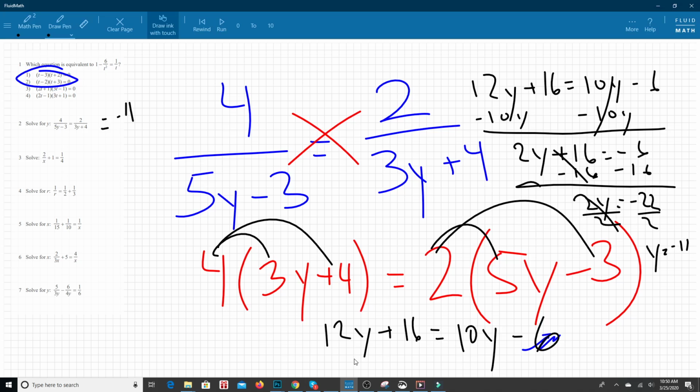Let's go on to question 3. I can only spend about another 5 or 6 minutes on this one, because then I have to go into my other class. But let's try number 3.